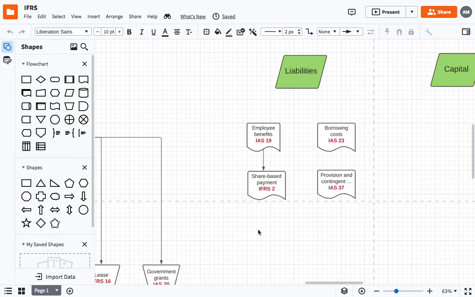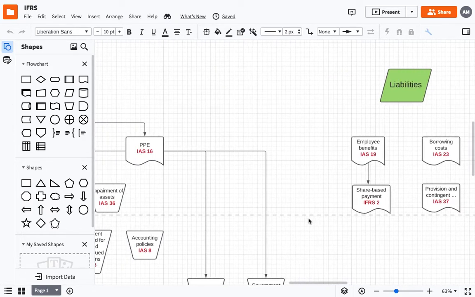During your business, of course, problems may occur between the company and the other parties, and then it may need to file a lawsuit, which results in expectation of either obligations or dues. In this case, you have to look for standard number A37 for provisions and contingent liabilities or assets. Okay, let us move to the assets.